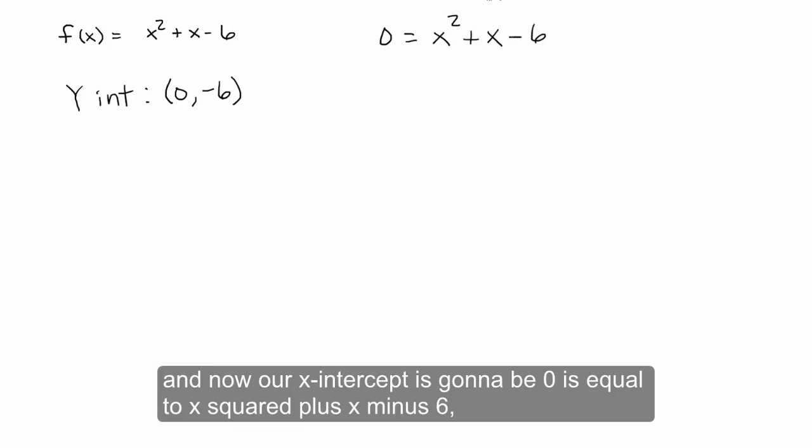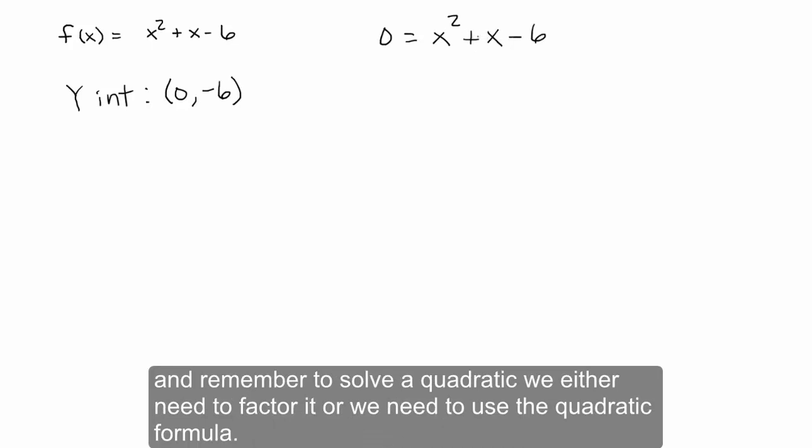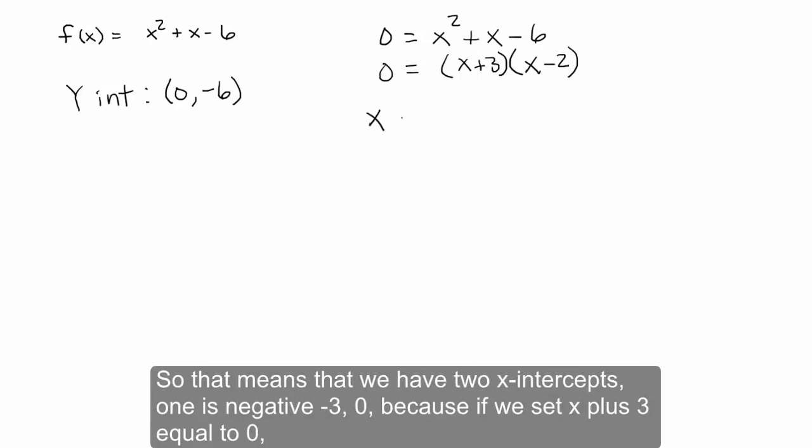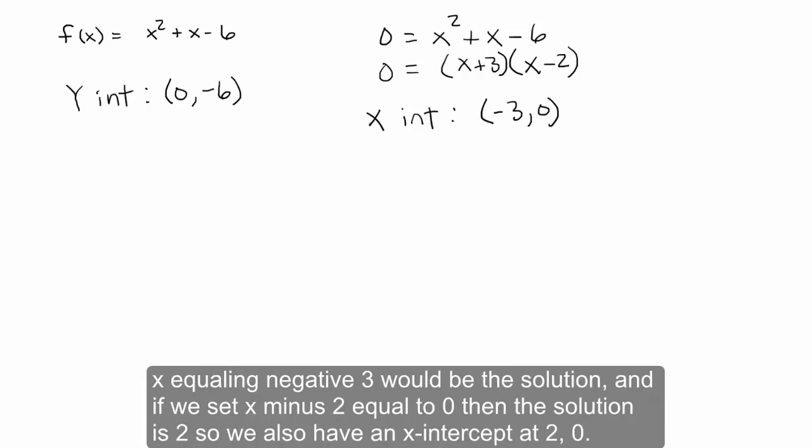And now our x-intercept is going to be 0 is equal to x squared plus x minus 6. And remember, to solve a quadratic, we either need to factor it or we need to use the quadratic formula. In this case, I'm going to factor it and say that we can write x squared plus x minus 6 as x plus 3 and x minus 2. So that means that we have two x-intercepts. One is negative 3, 0, because if we set x plus 3 equal to 0, x equaling negative 3 would be the solution. And if we set x minus 2 equal to 0, then the solution is 2. So we also have an x-intercept at 2, 0.